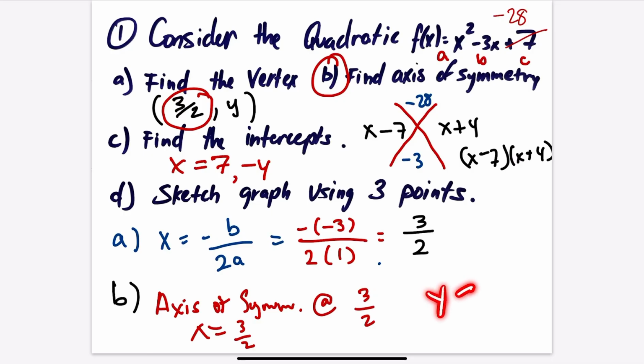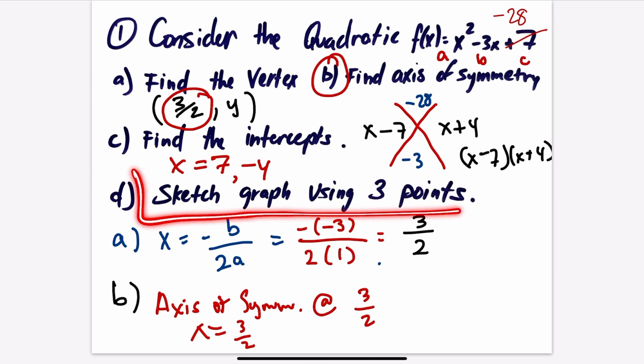But the y-intercept, remember, is whatever you get when you plug in 0 and do the math with these numbers right here. So it should actually have been -28, right? So your y-intercept should be -28 when you plug in 0. Again, disregard this +7. Okay, and the last one, sketch using 3 points.